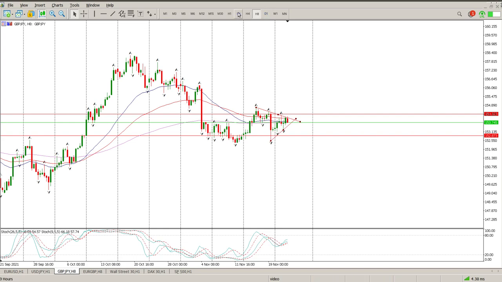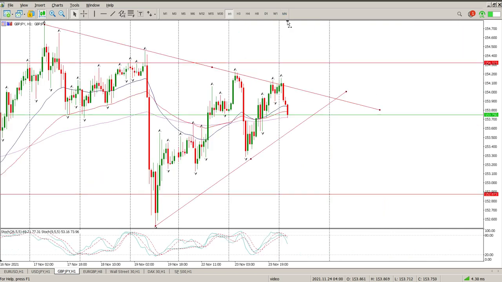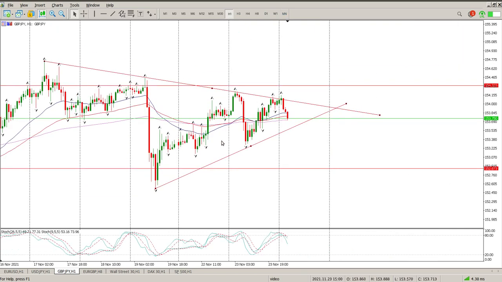So moving down to the hour, you will see the structure a little bit clearer, and also the other giveaway here is price above and below the moving averages.